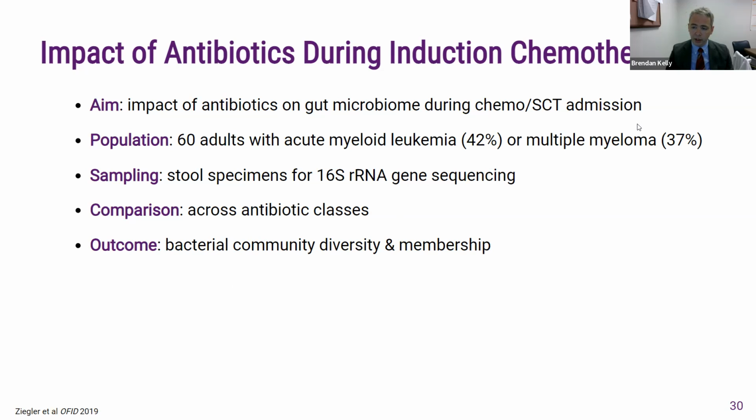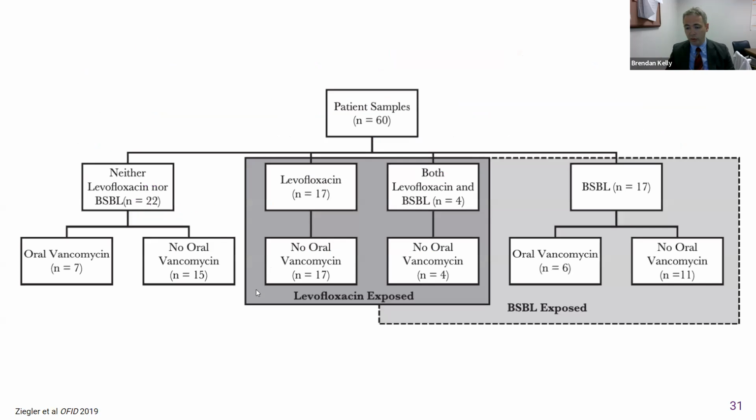I think another 30% or 40% had multiple myeloma. So those were the sort of big bulk of diagnoses. Again, we captured stool specimens for 16S ribosomal RNA sequencing. We were interested in comparing across the antibiotic classes what the bacterial community diversity was and what the membership of the microbiota was. And so here's sort of a quick breakdown.